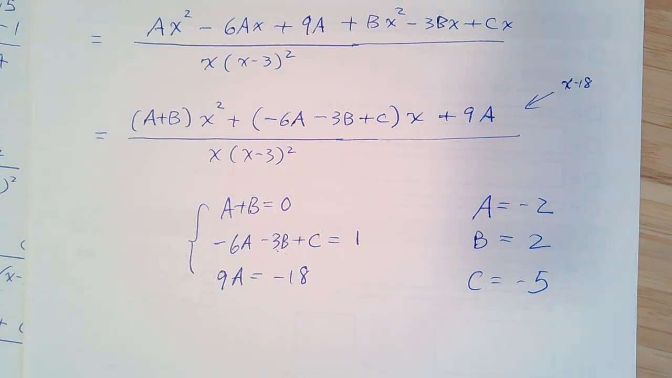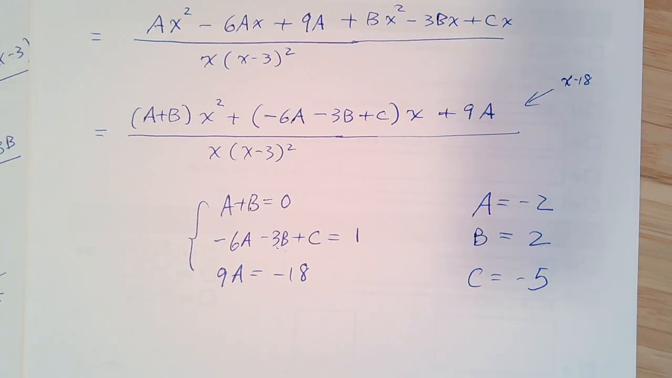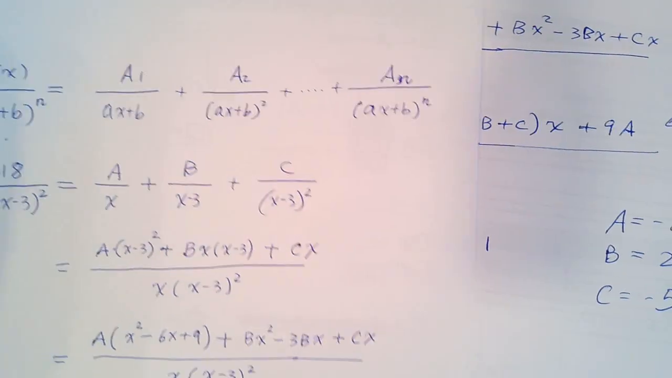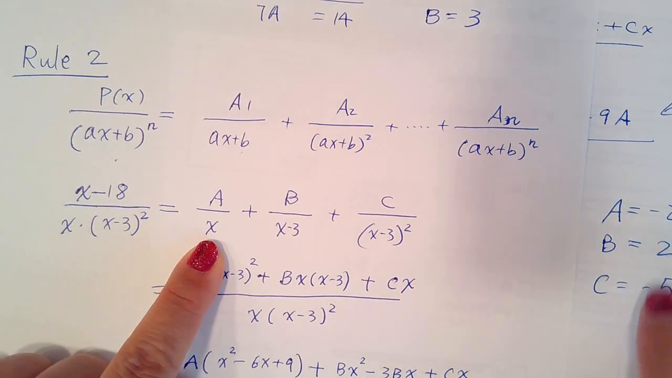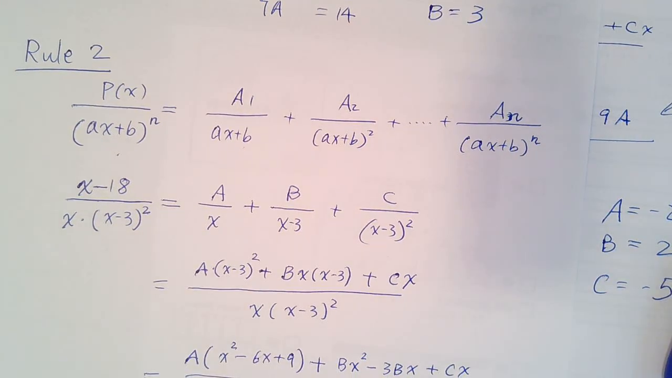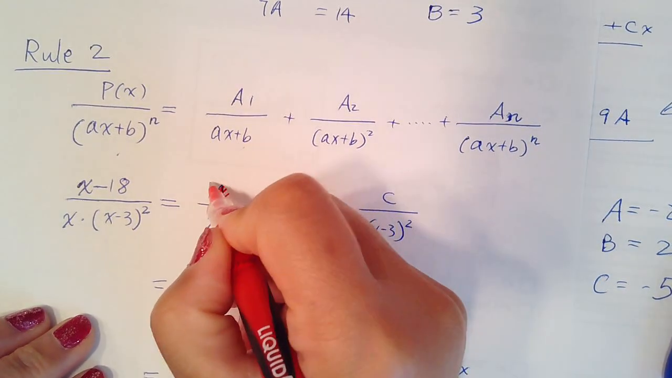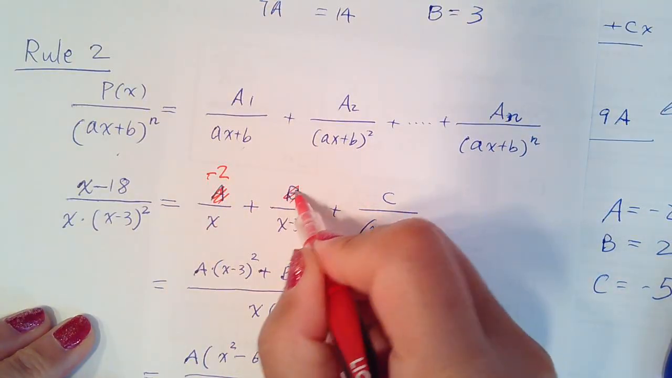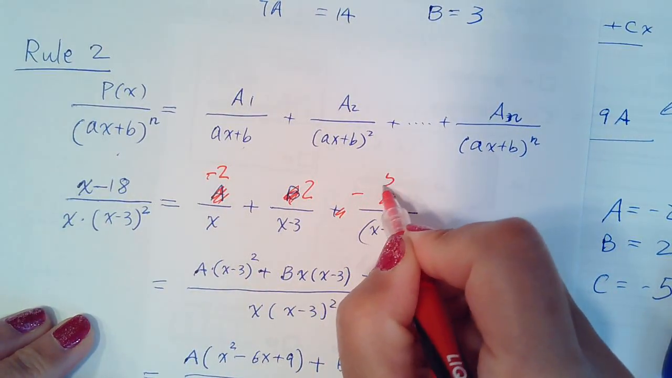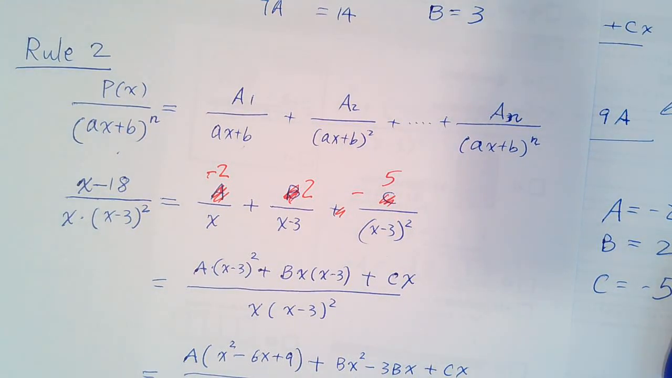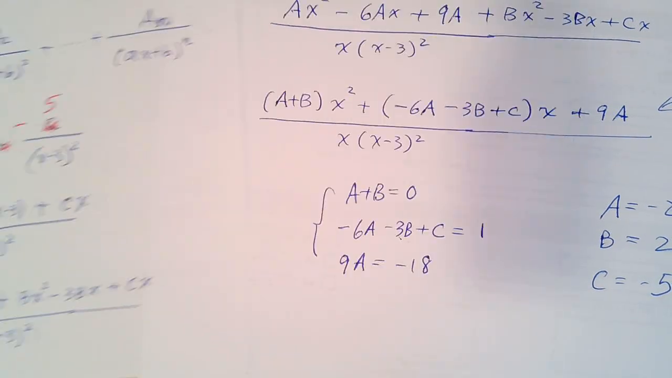All right, then since you know a, b, c, you can just put in here. I just use my little red pencil to write negative 2, and my b is 2, and this is negative 5. Okay, so I did it. And of course, if you like, you can write that in a nice, neat form, but I don't do it.